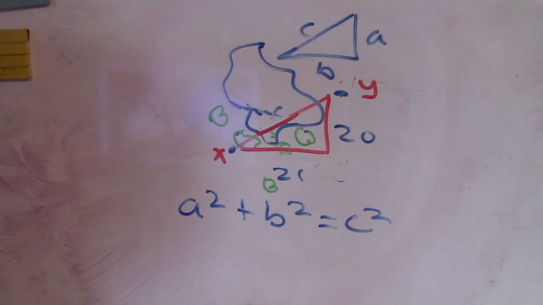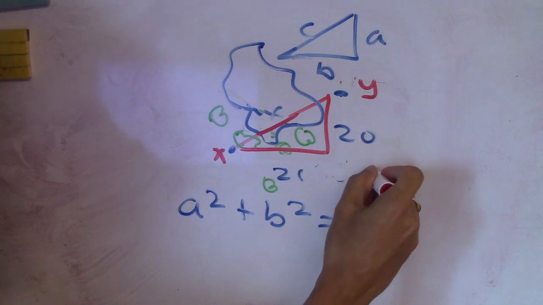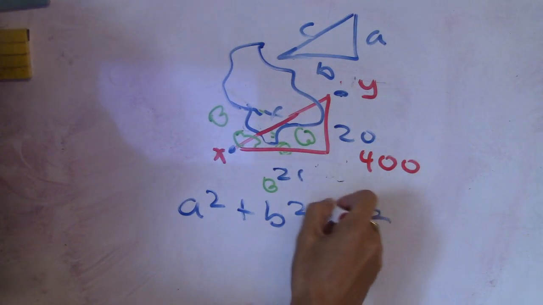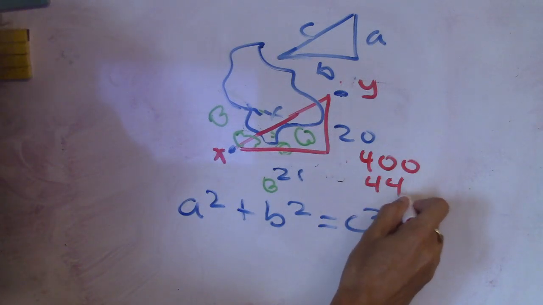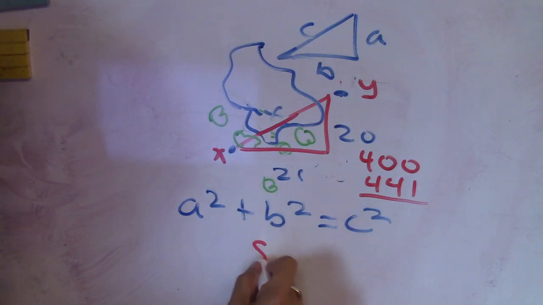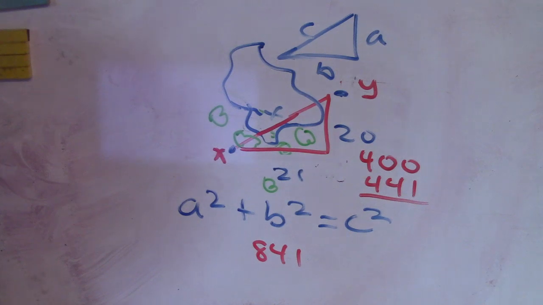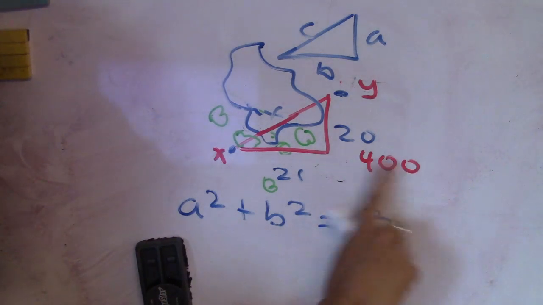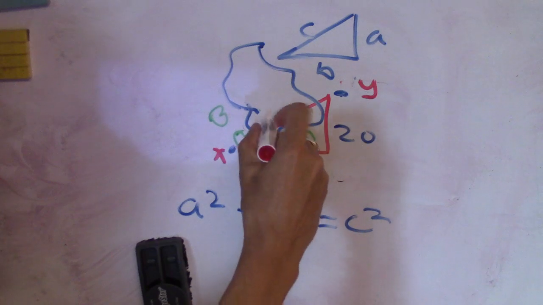It's 29.6. Oh, you must have made an error in mathematics, because it's a Pythagorean triple. It should be perfect. How'd you get 29.6? I did the square root of 881. What's 20 squared? 400. What's 21 squared? 441. And so what's the square root of 841? Punch in your calculator. There you go. Because they're Pythagorean triples, they're perfect every time. So that would be 29.